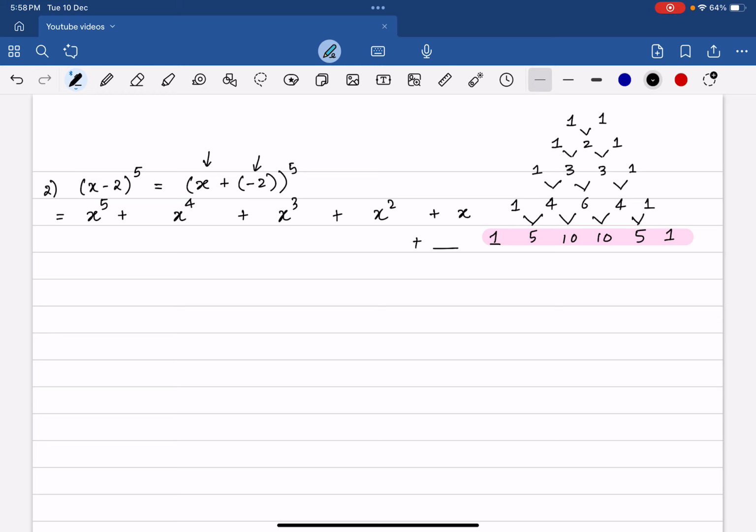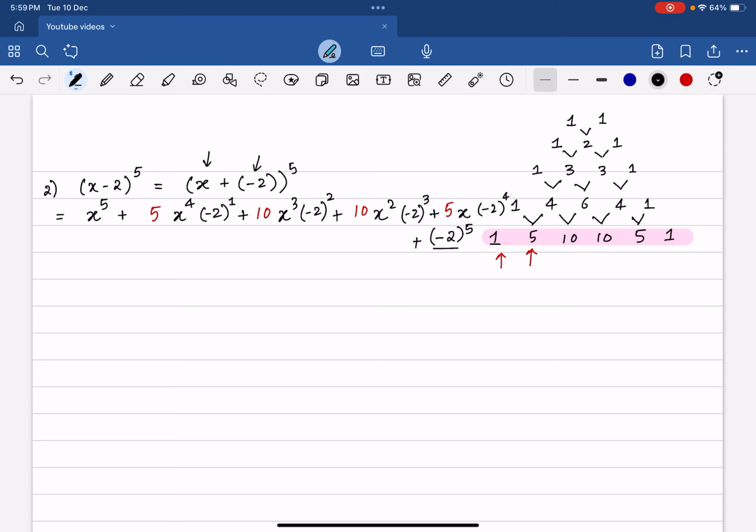Next thing, obviously the last one is negative 2 raised to 5, which means the one before that should have been negative 2 raised to 4. The one before that negative 2 raised to 3. We are decreasing the power. Negative 2 raised to 2, negative 2 raised to 1, and yeah, that's it. You have to incorporate the coefficients now. First one stays 1, second one is 5, next is 10, 10, 5 and 1.